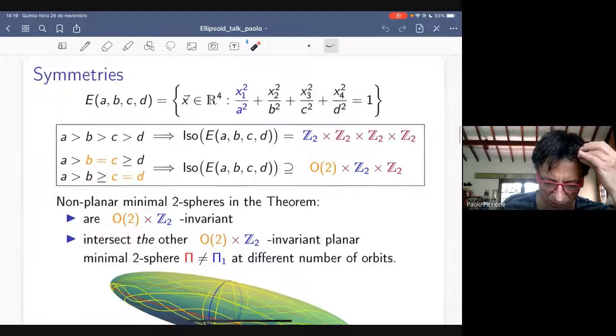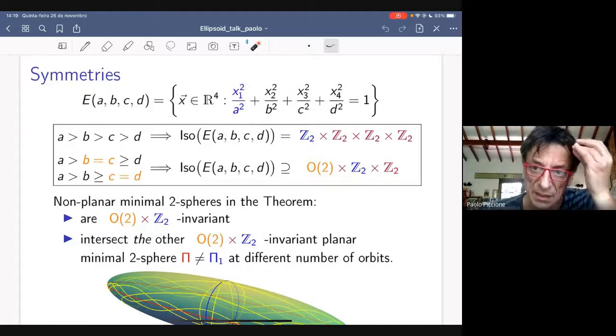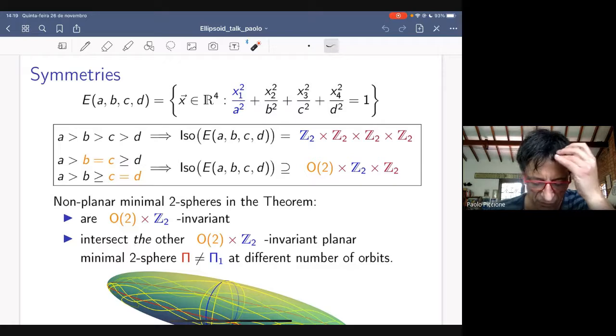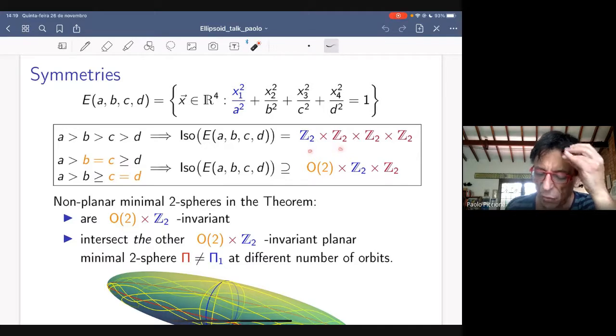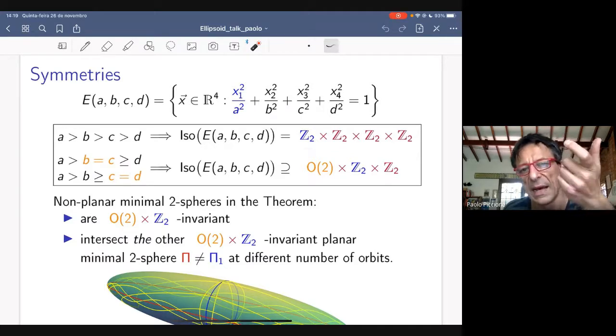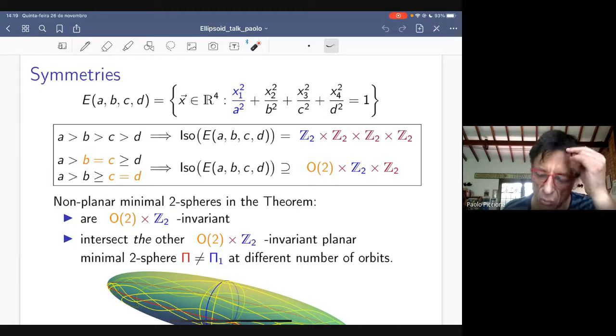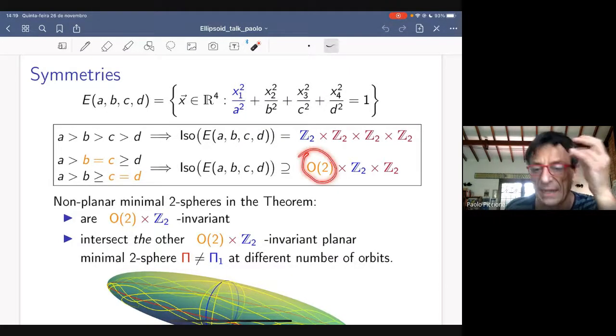Let me say that one of the main features of the problem is exactly the problem of symmetries. If you take an arbitrary ellipsoid with possibly pairwise distinct semi-axes, then its isometry group is just a product of 4 copies of Z2. That is, you only have the reflection around the coordinate axes, okay? Whereas if you take 2 of the semi-axes equal to each other, then you gain extra symmetry by taking an entire O2.